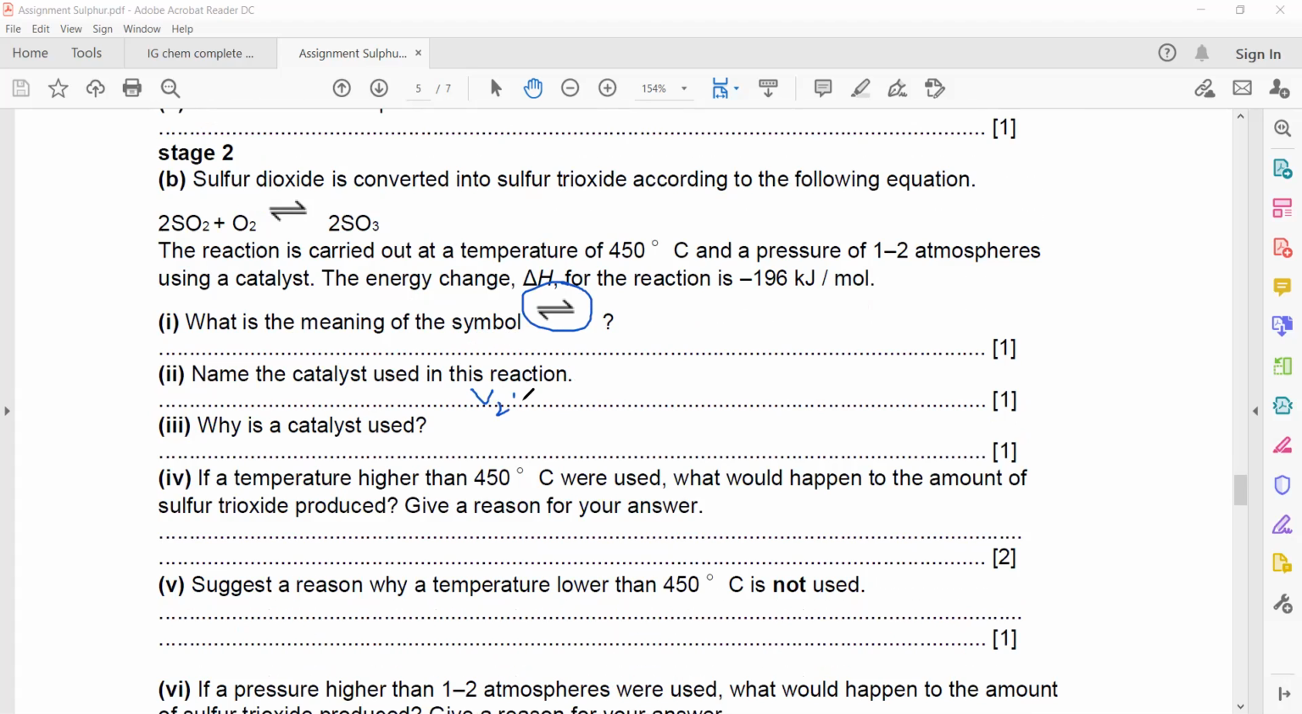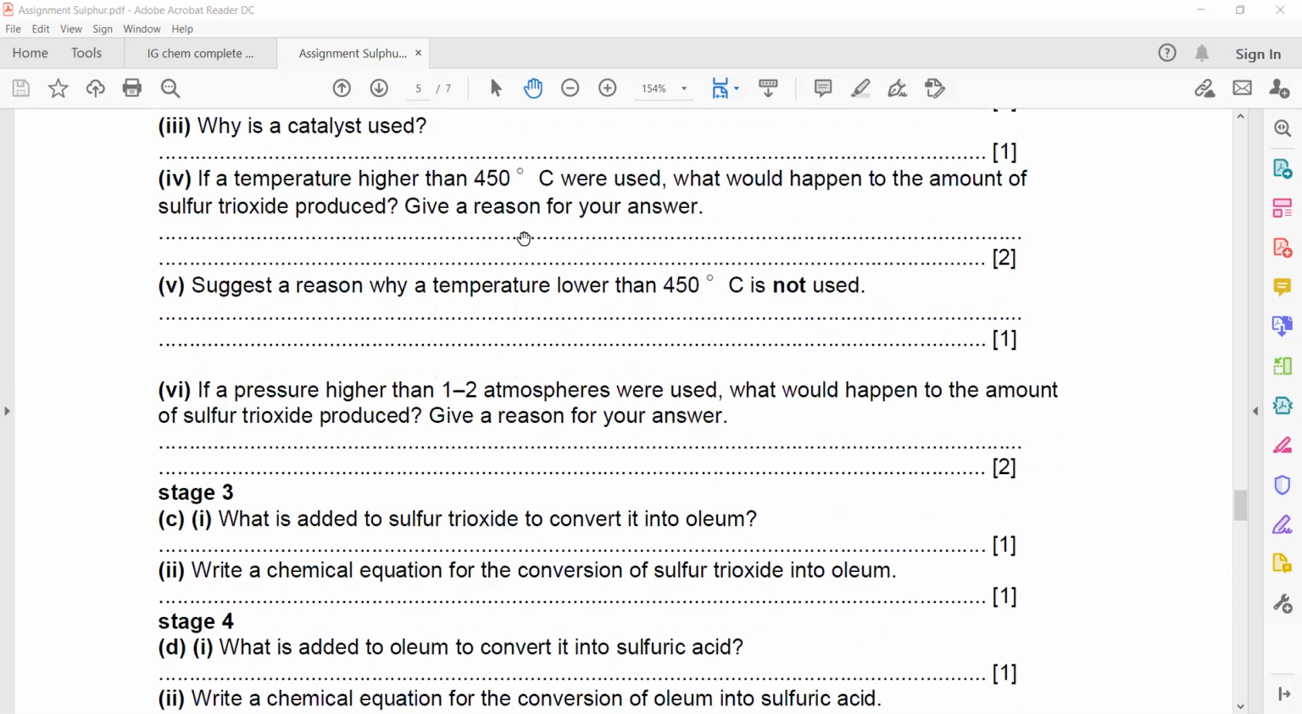What is the catalyst used? Vanadium pentoxide. Why is a catalyst used? To increase the rate or the speed of the reaction. If the temperature is higher than 450, what will happen to the amount of sulfur trioxide? It will decrease because the forward reaction is exothermic. They already mentioned here that negative means the reaction is exothermic. Suggest a reason why a temperature lower than 450 is not used. If the temperature is less than 450, the reaction will be very slow. The rate will be very slow. That's why a too low temperature is not used.